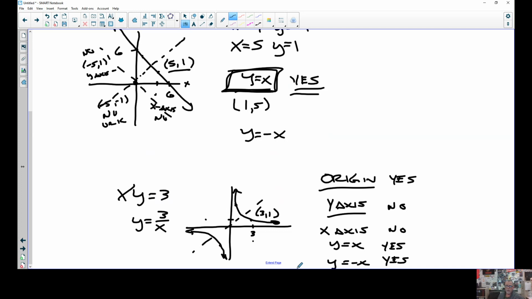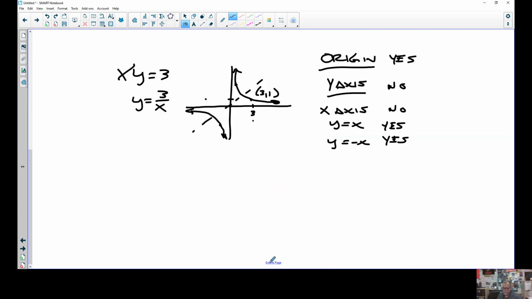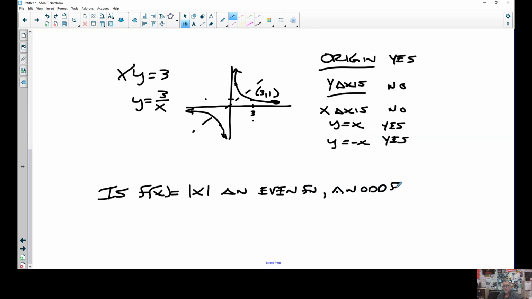So that's what we're going to be asking you to do. Now, they may ask you some other things too. They may ask you a question like this. They may say, is f of x equal to absolute value of x an even function, an odd function, or neither?